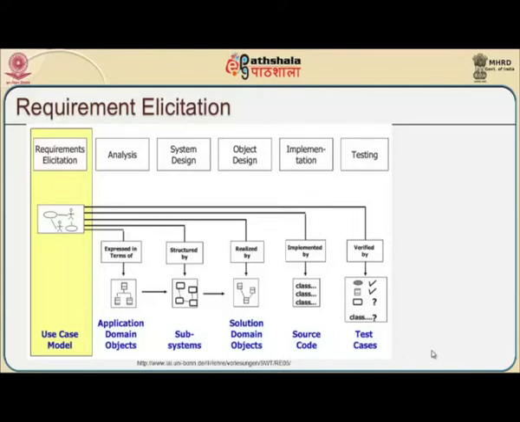The requirements engineering process includes requirements elicitation, requirements analysis, system design, object design, implementation and testing, with requirements elicitation being the key process, where at the end of the elicitation process we will come out with a simple model called the use case model.